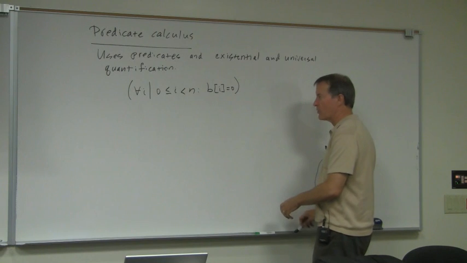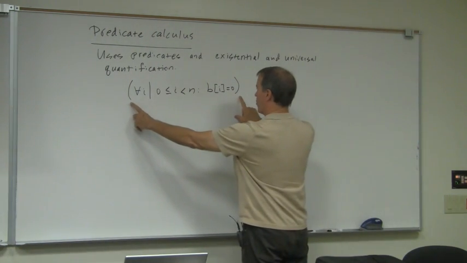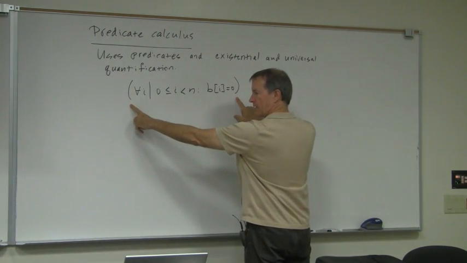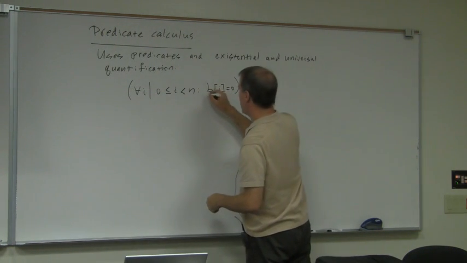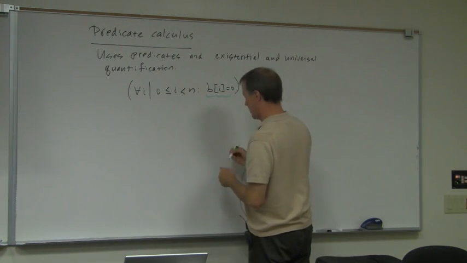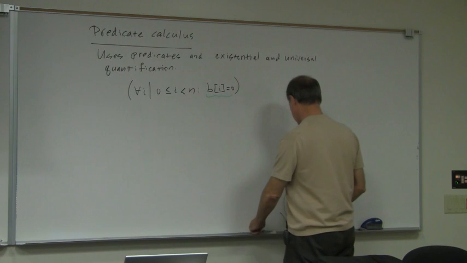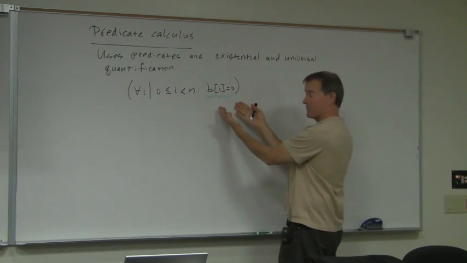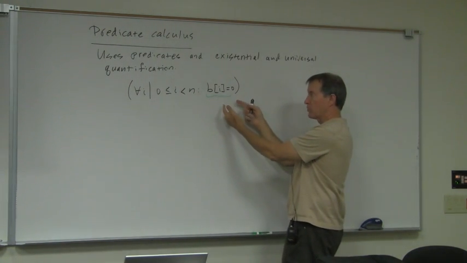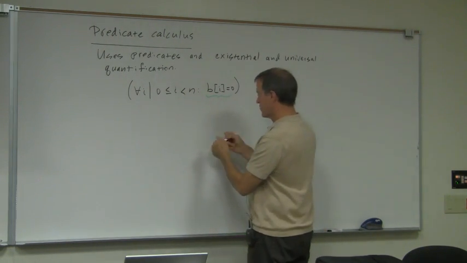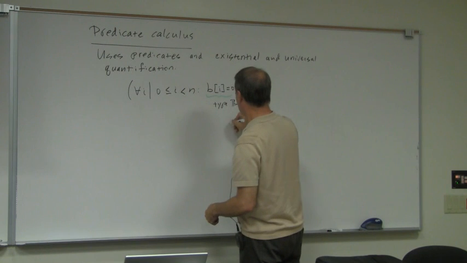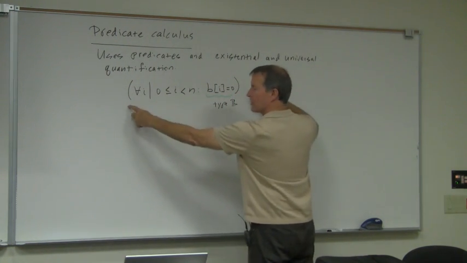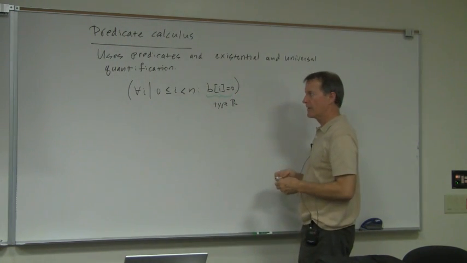And here, what did we say? What is the type of this whole thing? The type of this whole thing is the type of the body. So what is the type of this body? It's Boolean. B sub I equals 0 is either true or false, right? So this is type Boolean. Because that's type Boolean, the type of the whole thing is Boolean, right?